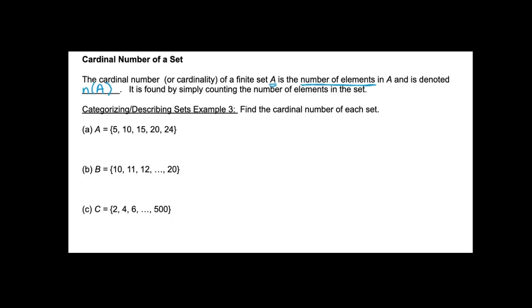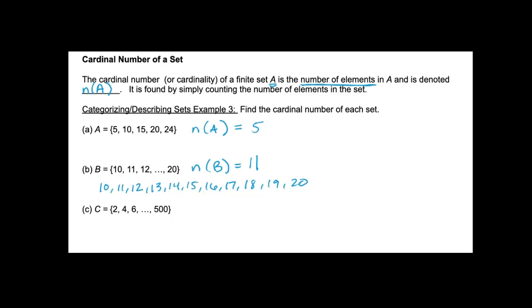So for example, we have 3 examples, sets A, B, and C. For this first one, I could say n of A, which just means number of elements in A, is 1, 2, 3, 4, 5, because there are 5 elements. The second one, n of B, means the number of elements in B. Now this one's a little bit trickier because you have the dot, dot, dot. If you want, you could fill it all out: 10, 11, 12, all the way up to 20, 13, 14, 15, 16, 17, 18, 19, 20, and then you could count them: 1, 2, 3, 4, 5, 6, 7, 8, 9, 10, 11. So we say n of B is 11.